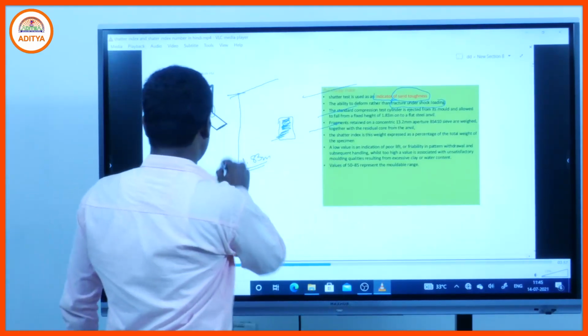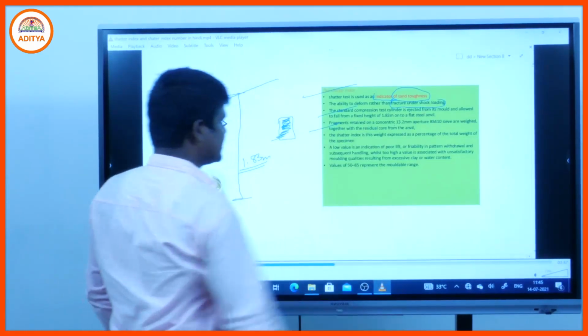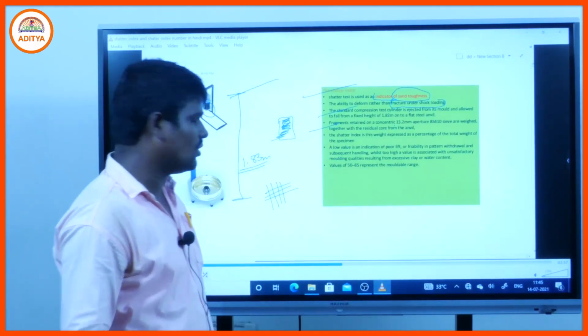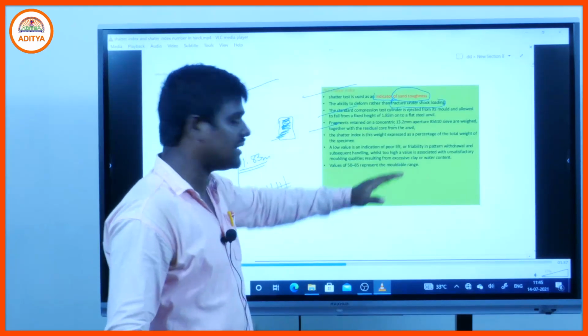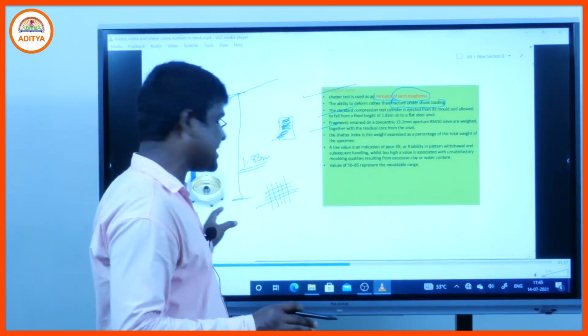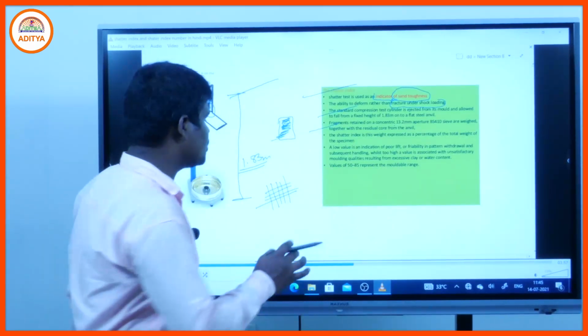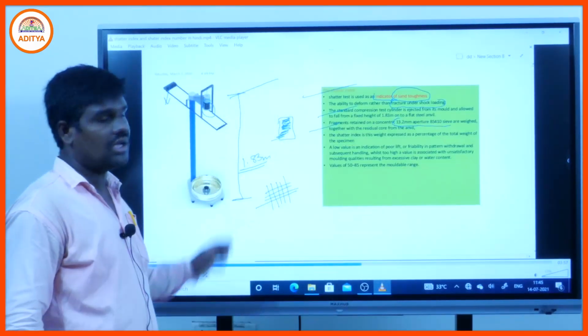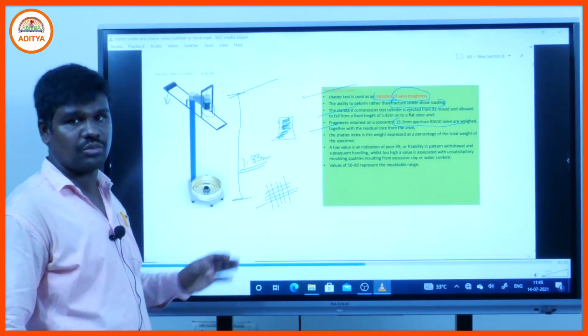That shows the Sator index. A lower value indicates core lift, and a higher value of that particular sand is also not satisfactory. So values from 50 to 85 represent the moldable range in that molding sand.